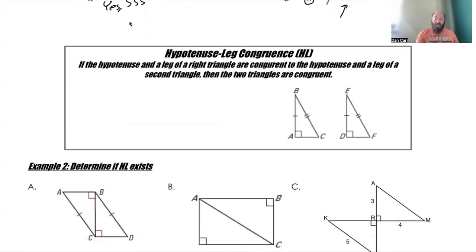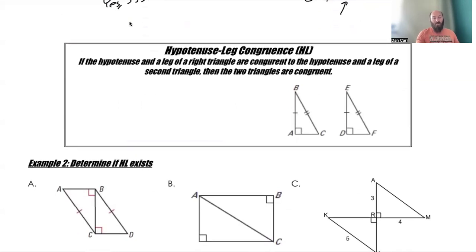The next reason, reason number 2, is what's called hypotenuse leg. If the hypotenuse and leg of a right triangle, very important, that's a right triangle, are congruent to the hypotenuse and leg of a second triangle, then the two triangles are congruent. In this scenario, since angle A and angle D are right angles, making these both right triangles, we have the hypotenuse and the hypotenuse matching up, and a leg and a leg matching up. My conclusion is that triangle ABC is congruent to triangle DEF due to hypotenuse leg. That's how I know this.